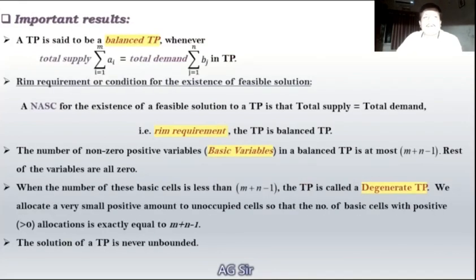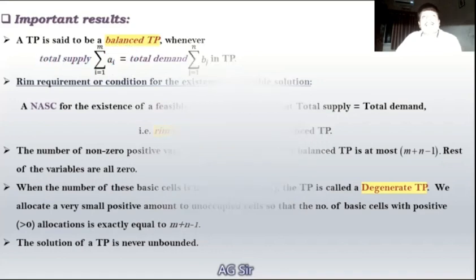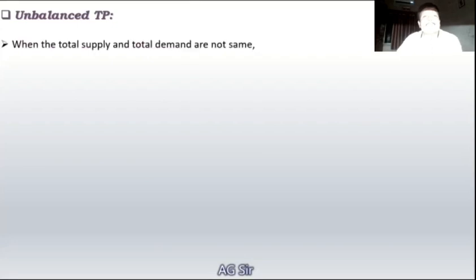We have already discussed what a balanced transportation problem is, where total supply equals total demand. A case can occur where the total supply is not equal to the total demand. In that case, the transportation problem is called an unbalanced transportation problem. You can ask me, how do you make a balanced transportation problem?